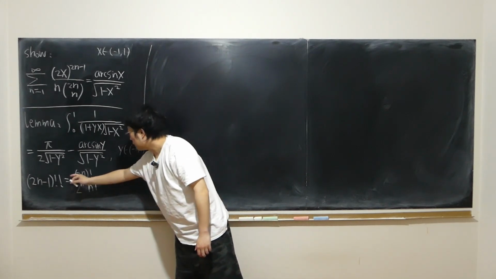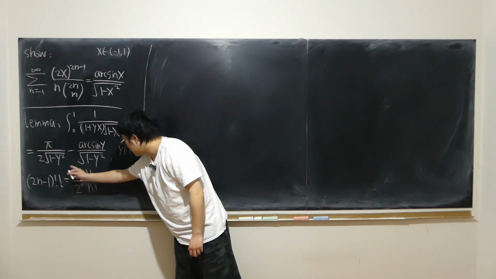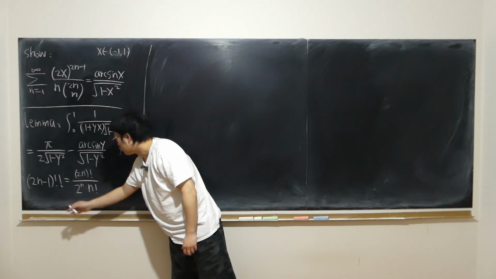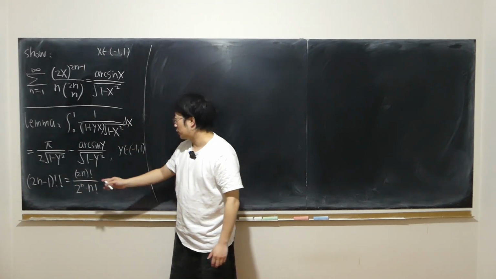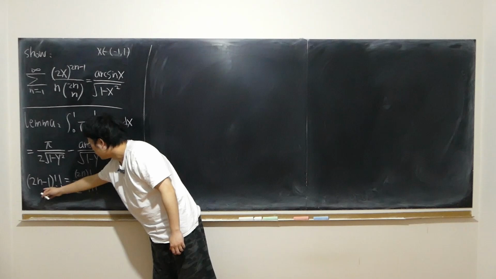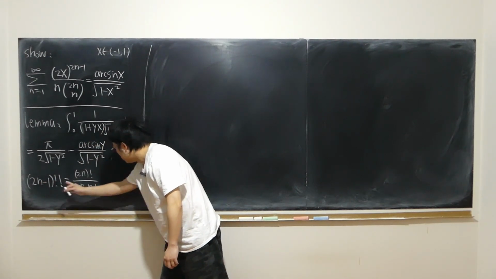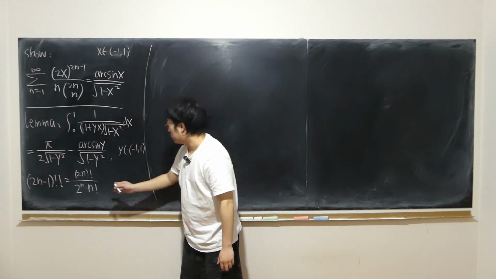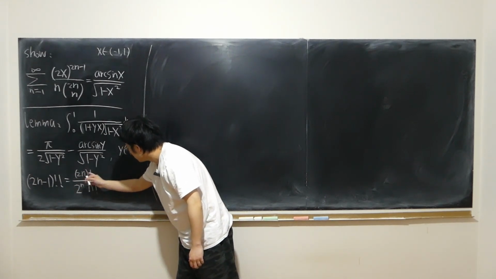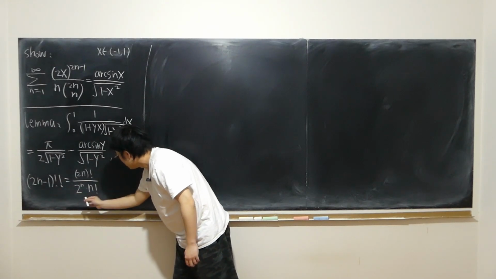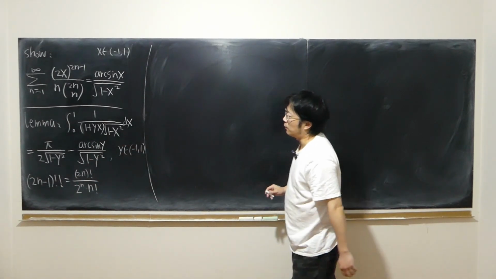Now, this is also easily verifiable using the definition of double factorial, right? The product of all the odd numbers starting from 1, 3, 5 all the way up to 2n minus 1. You just multiply this over, right? Then you can easily verify that 2n factorial is equal to this times that. So this is easily verifiable.